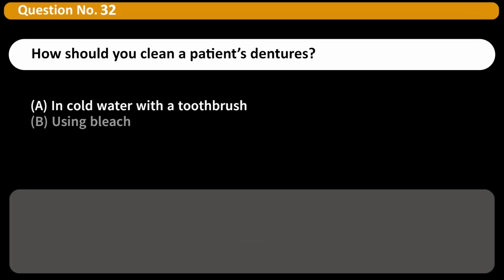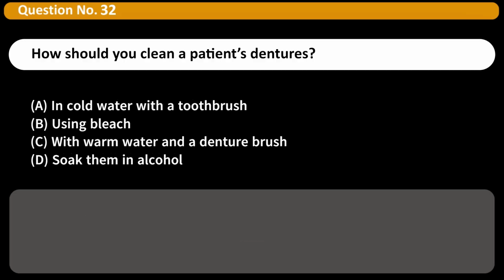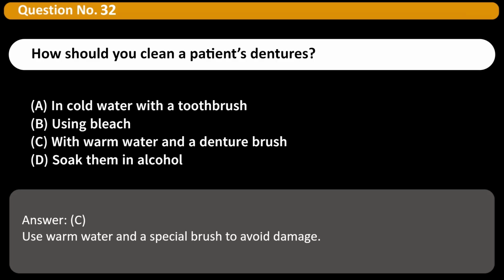How should you clean a patient's dentures? A. In cold water with a toothbrush. B. Using bleach. C. With warm water and a denture brush. D. Soak them in alcohol. Answer C. Use warm water and a special brush to avoid damage.